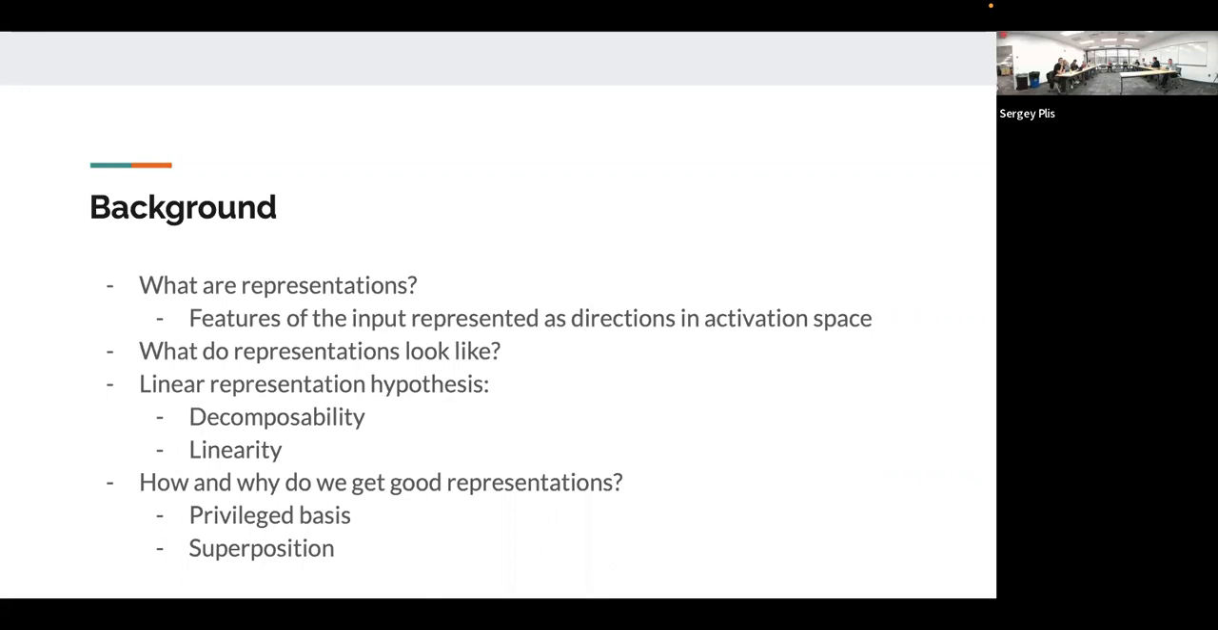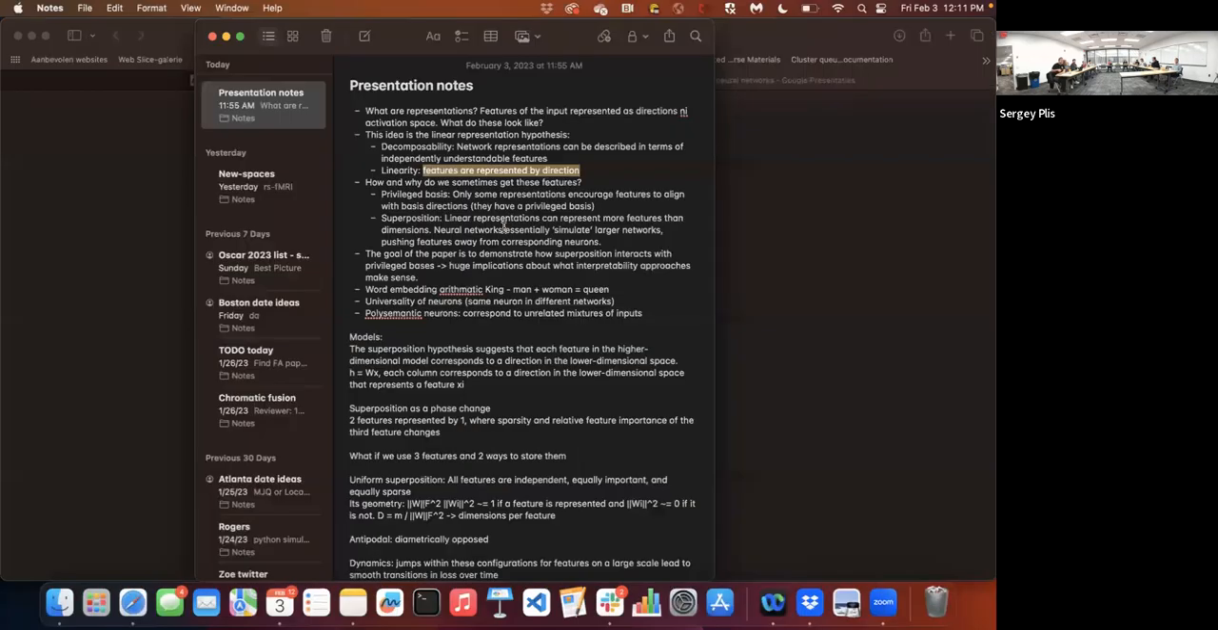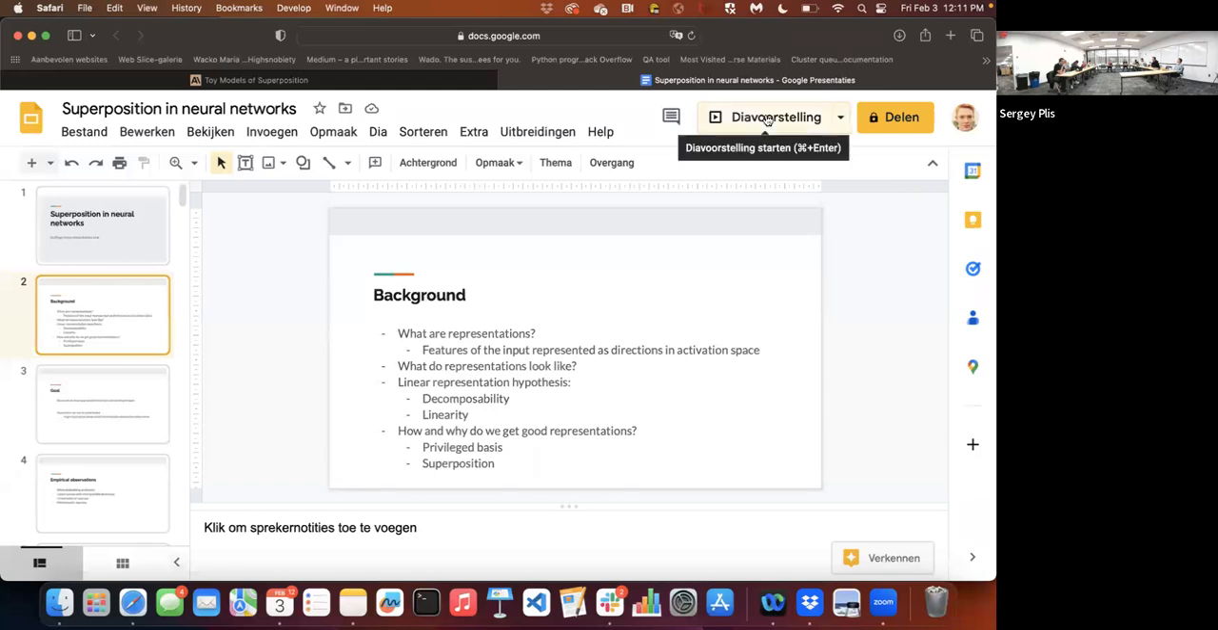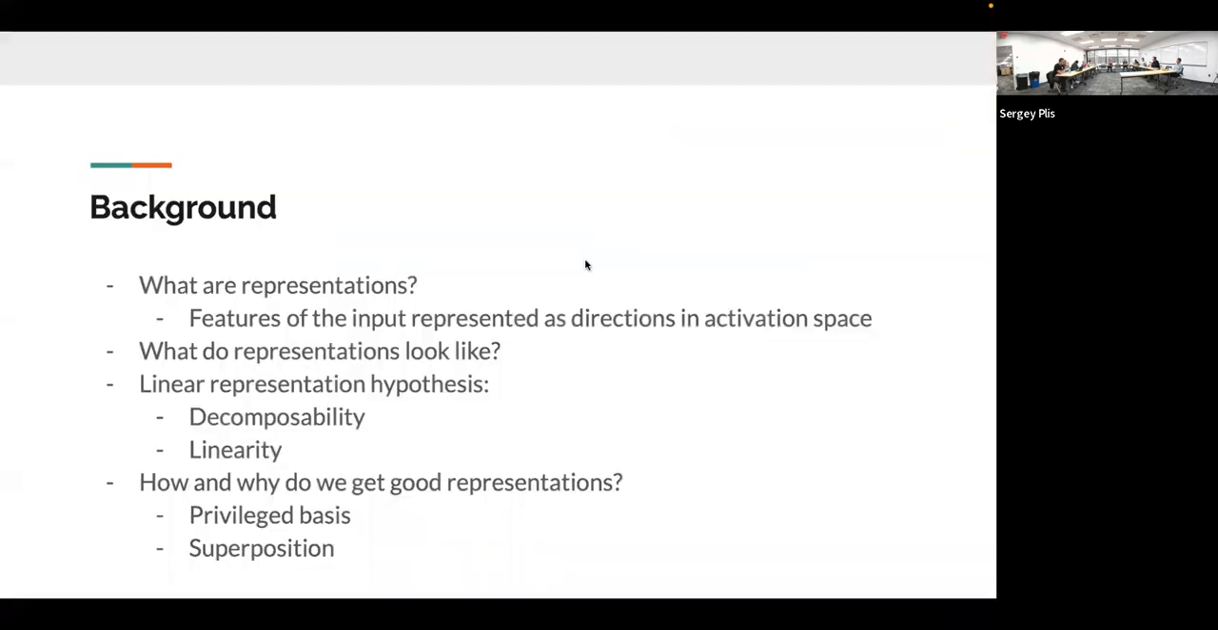So that's what they say. Privileged bases are essentially bases that have these properties, and then superposition. This is the annoying thing about sharing my screen. Superposition is that the linear representations can represent more features than dimensions. In this sense, neural networks essentially simulate larger networks, pushing features away from corresponding neurons. So one neuron represents multiple features, and they have a lot of cool visualizations to show what they mean by that. I just wanted to introduce it.